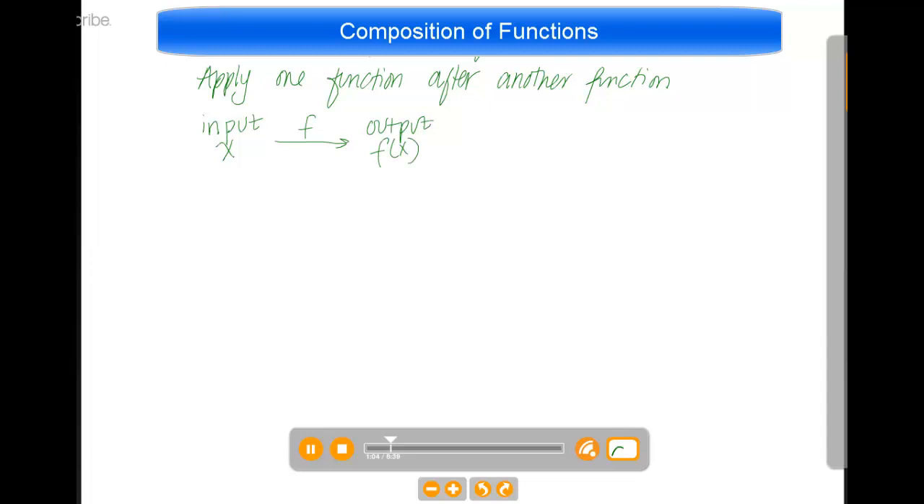If we have a composition of functions, we can now take that output as our new input, and we can apply a new function. Maybe we call that function g. So now we have g of our input, but our input was f of x. So now we have g of f of x.